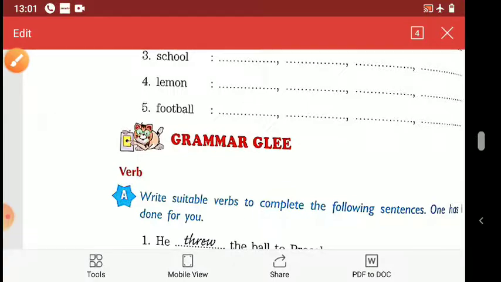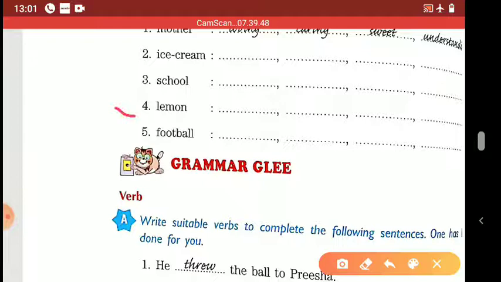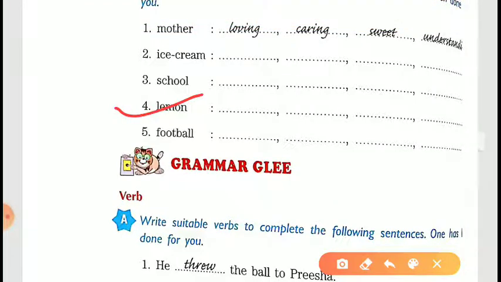Now students, our next word is lemon. Now, the words which come to our mind immediately after seeing the word lemon are yellow. Lemon is yellow in color, and whenever we see yellow color, immediately the picture of lemon comes in our mind. Then how does lemon taste? It's very sour, S-O-U-R, sour.